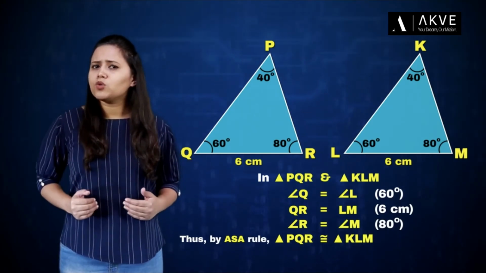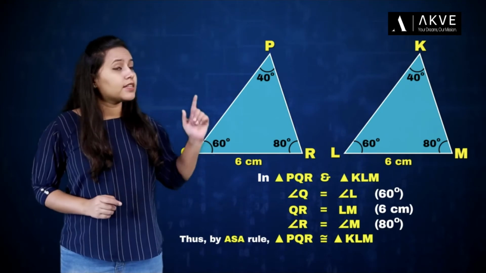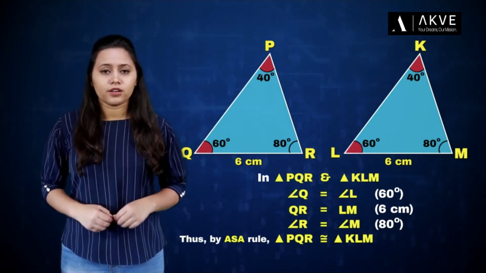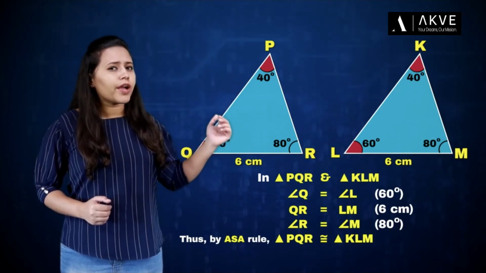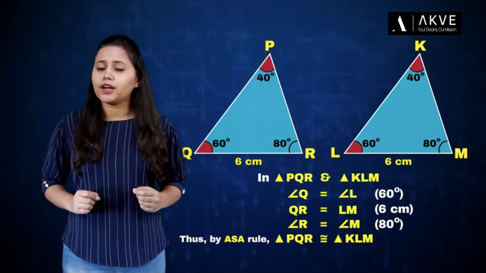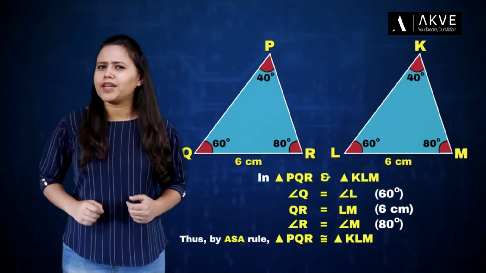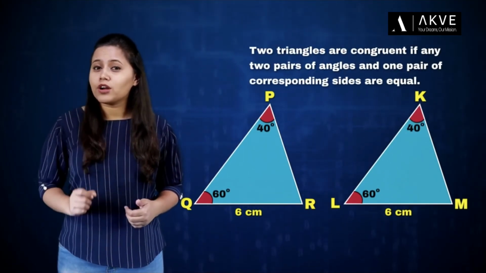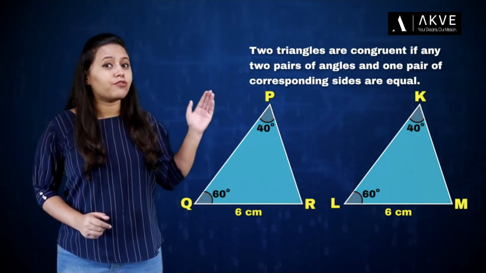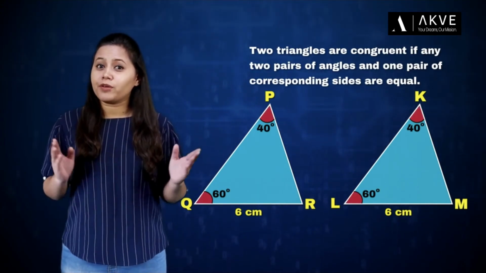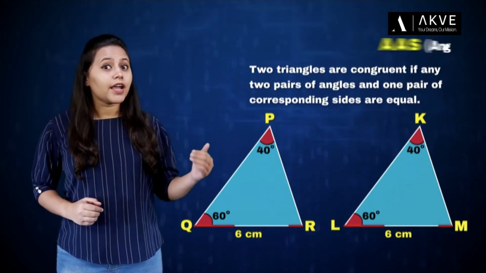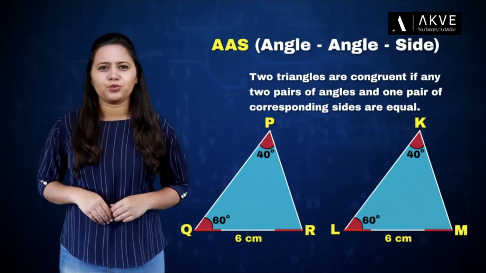So we can conclude that without even finding the third angle, we can prove two triangles are congruent, because when any two angles are equal in two triangles, the third one will automatically be equal. This means two triangles are congruent if any two pairs of angles and one pair of corresponding sides are equal. This is known as the angle angle side congruence rule.